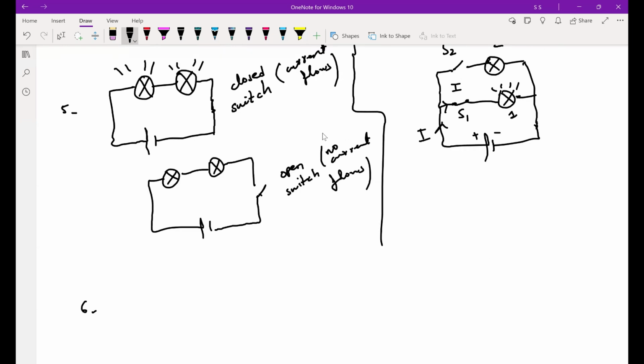Let's say there are two bulbs in your room. You turn one bulb off. Does the other bulb go off too? Yeah.